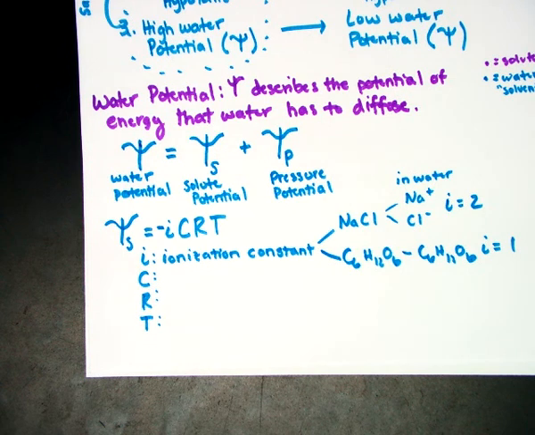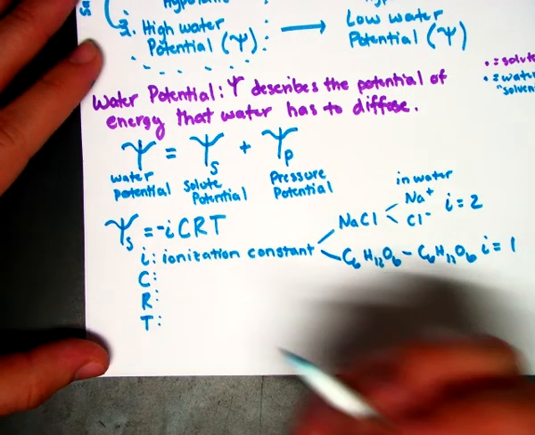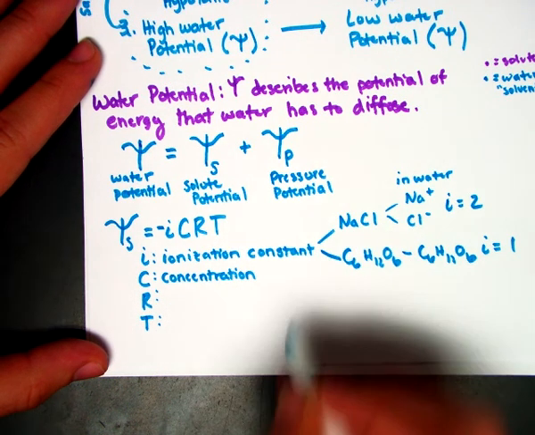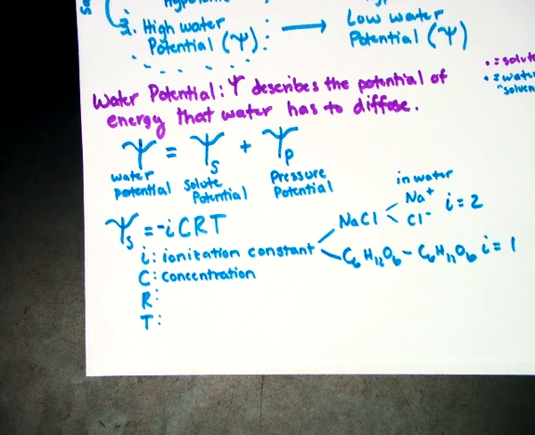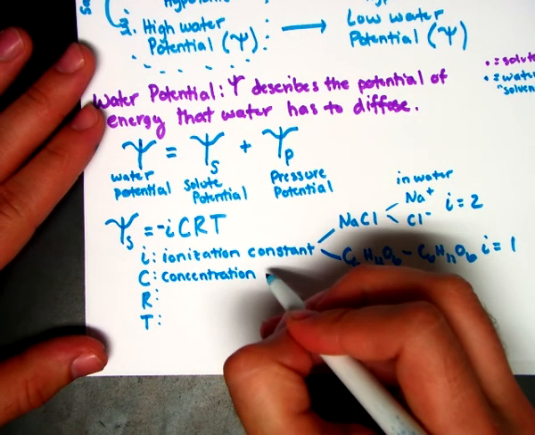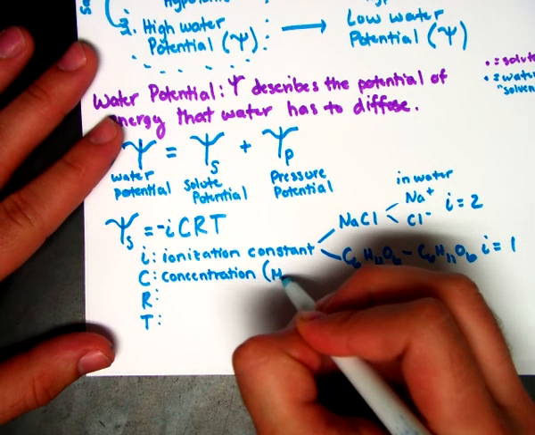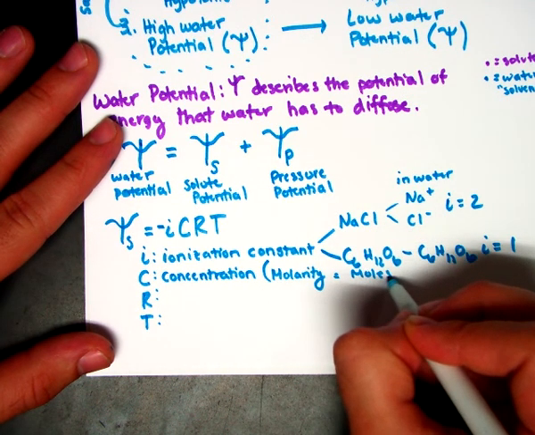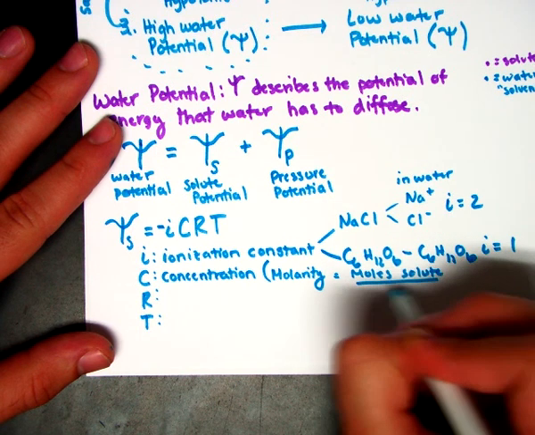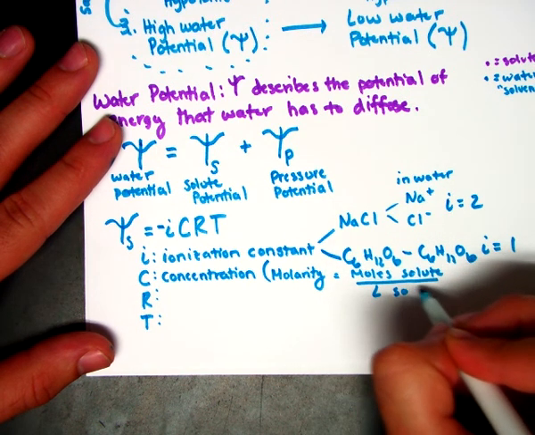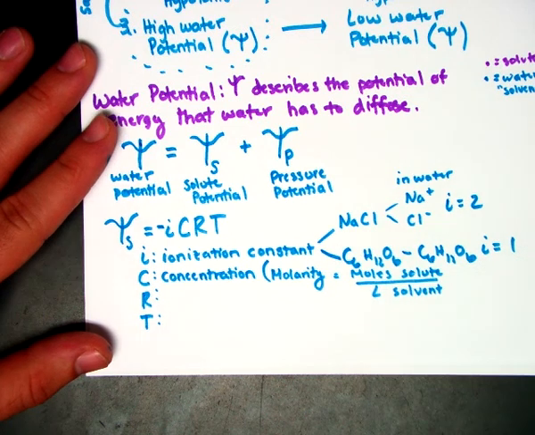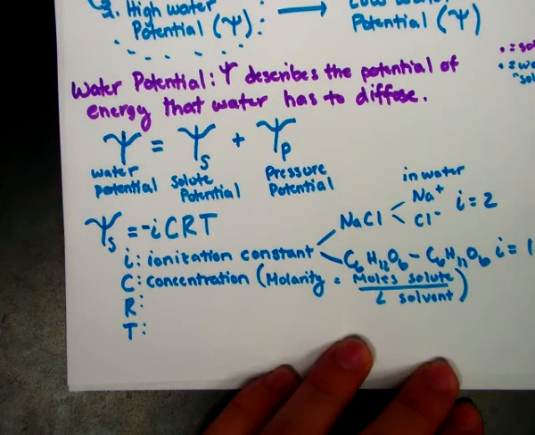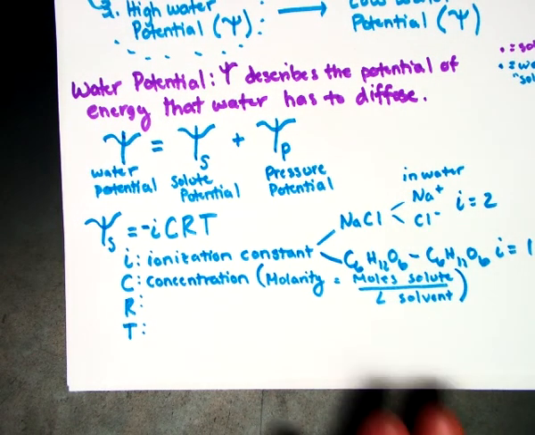Your C value is concentration. This is our concentration of solutes, and we use molarity. So the units for this are going to be molarity, which is equal to the moles of solute divided by 1 liter of solvent, which is typically water. Moles over liter.